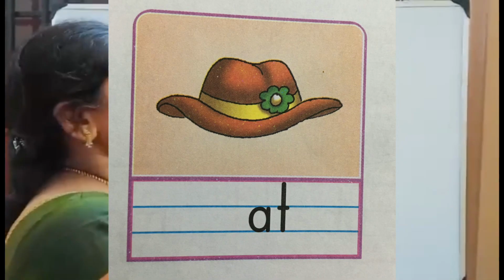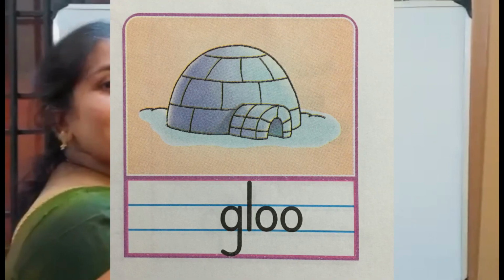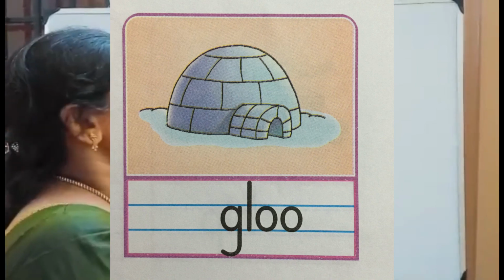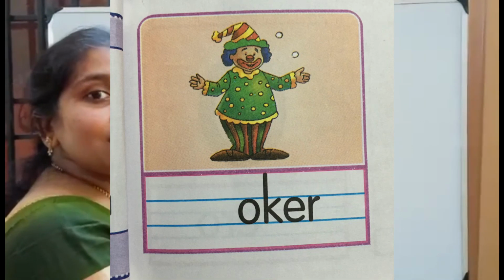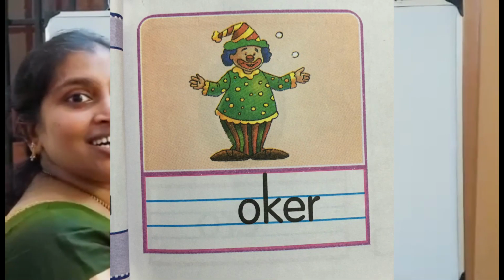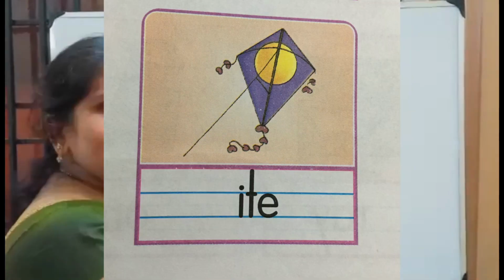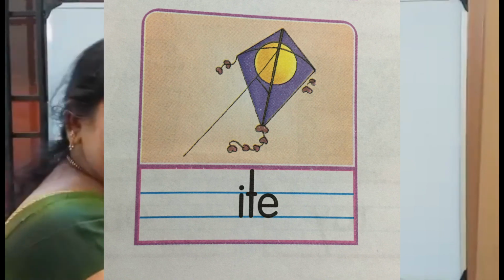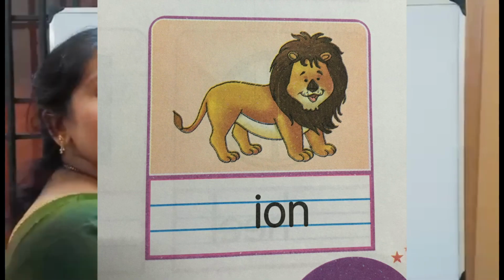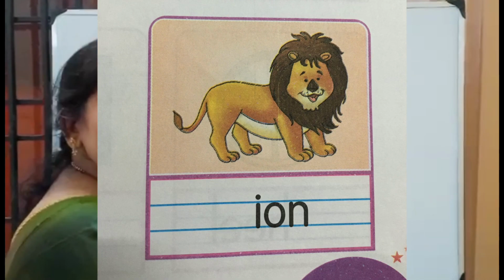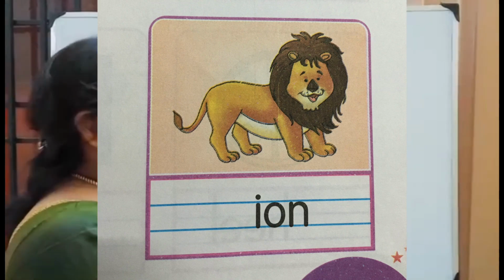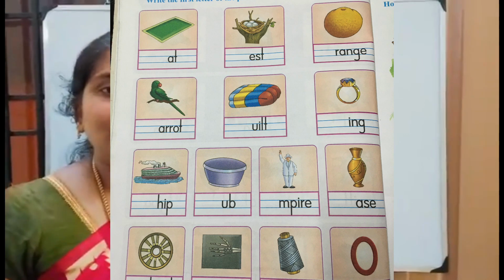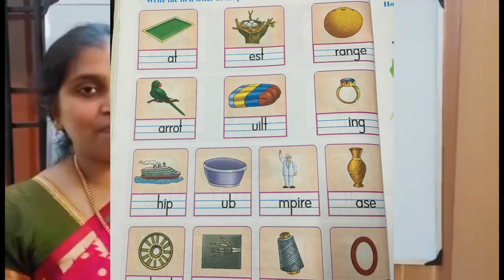H. Yes. This is igloo. I. Right. Joker. J. Kite. K. Yes. K. Next, lion. L. Yes. Right, L. Now take the next page and do the same thing.